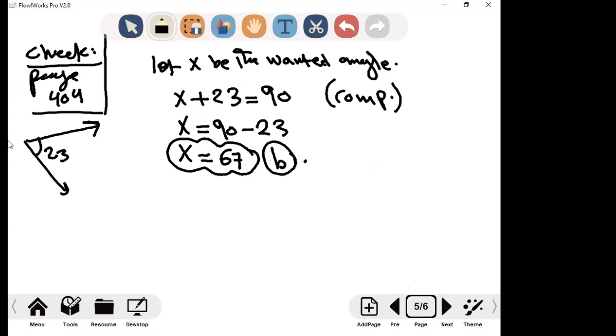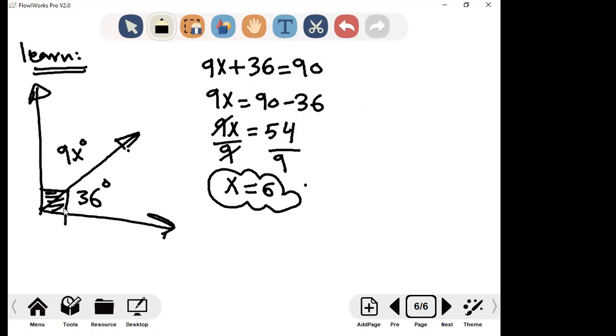In the check also, they give us the 23, so we need to find the complementary angle this way. x, the wanted angle, plus 23 should be 90. How do we know 90? By the word complementary, and we solve the equation. Here we have two angles. If you add them, it will be 90 degrees. So we add the two angles, the answer is 90, and we solve the equation.